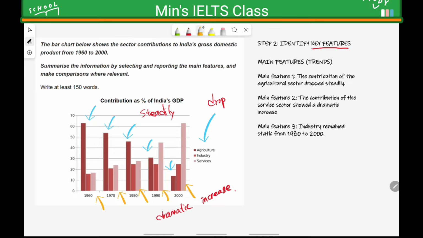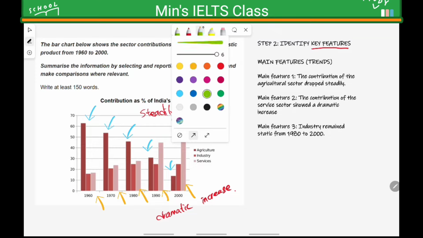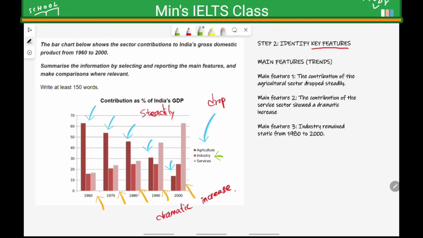And as for the middle, the industry sector, there has been slight increase. But from 1980 to 2000, the number didn't change at all, became static.